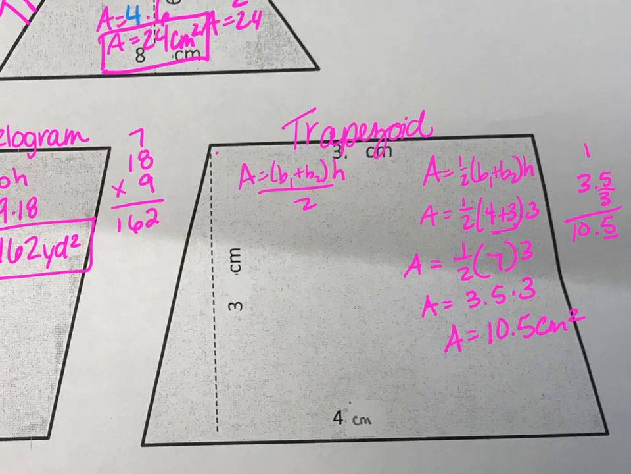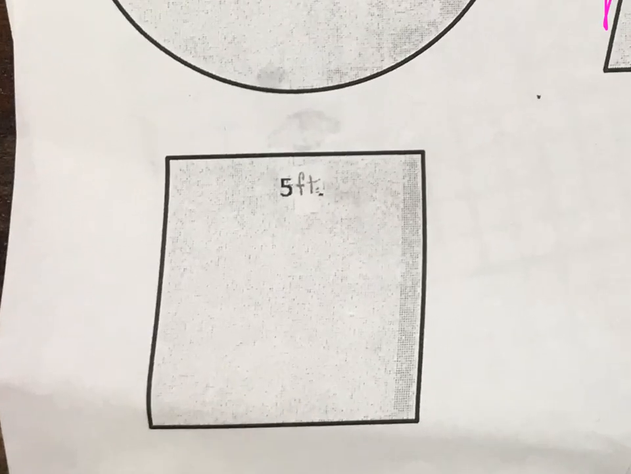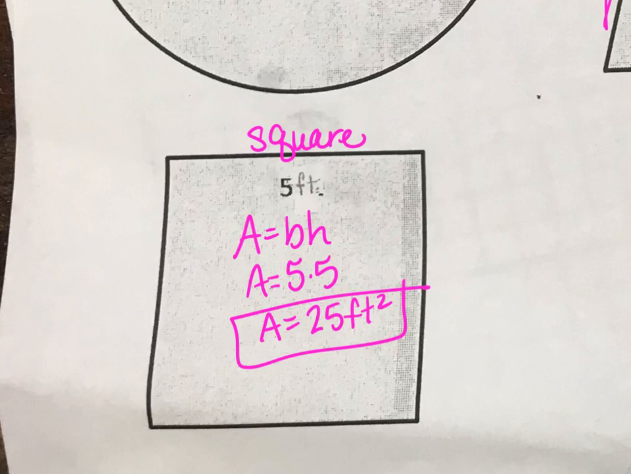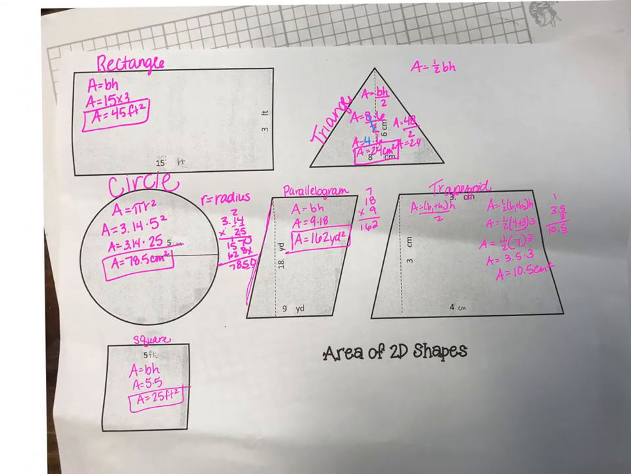Okay, and so here we are at our last one. This doesn't look like a square, but it is a square. Okay. Formula is base times height. Base is 5. I like this 5 because they're the same. 5 times 5 is 25 feet squared. So this should just be a refresher review over just your basic 2D shapes. Make sure you have everything written on and put it in your foldable.